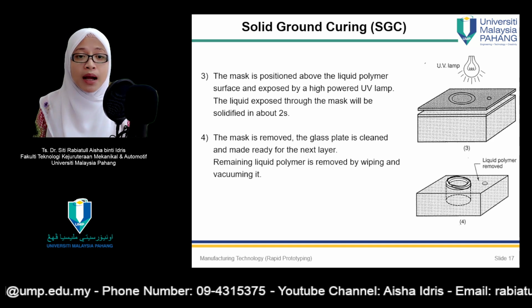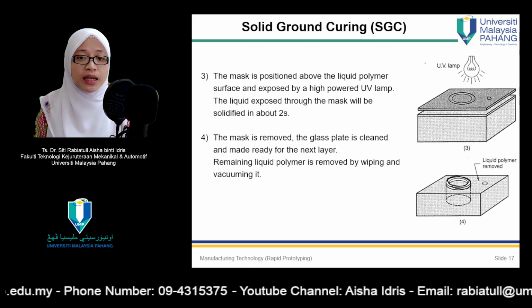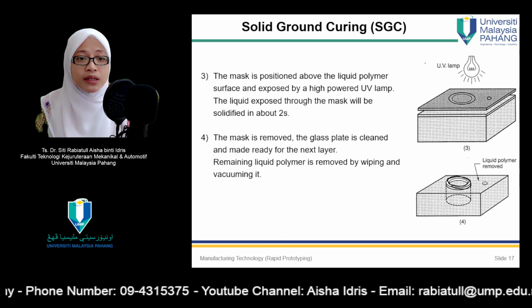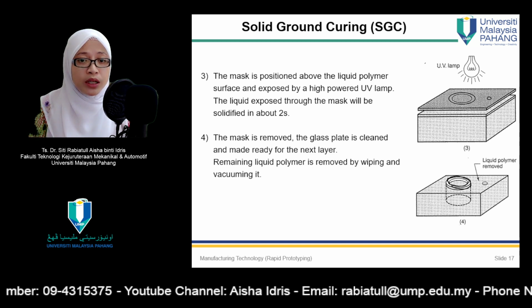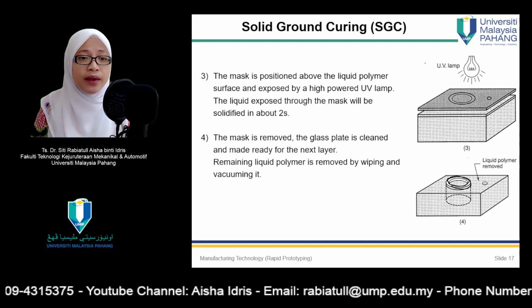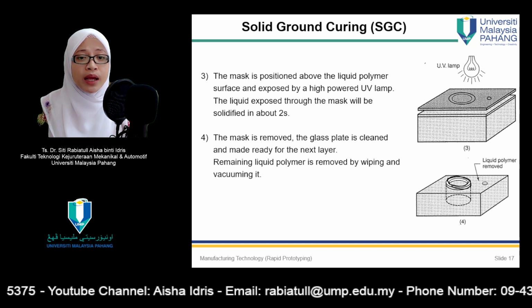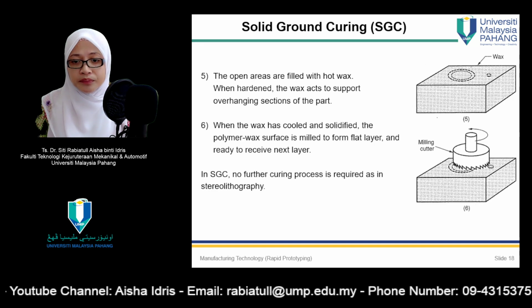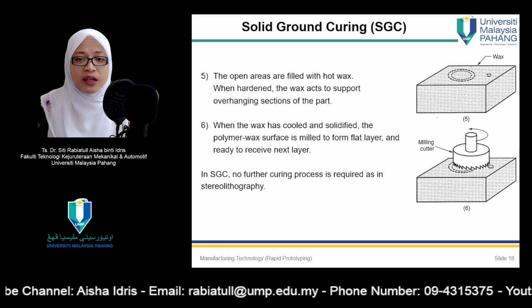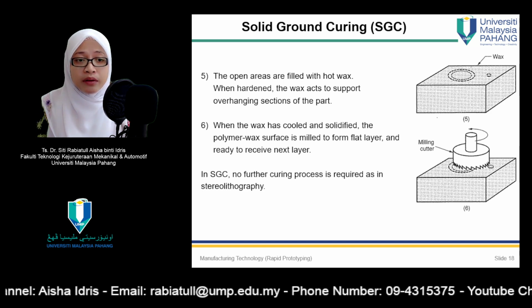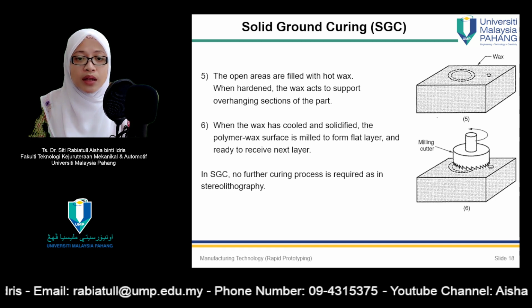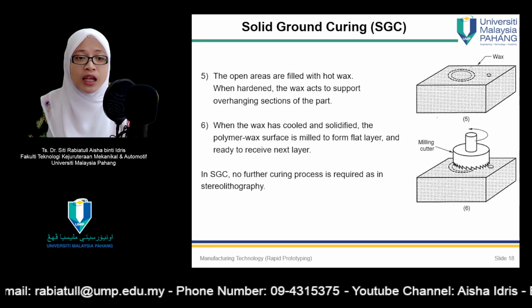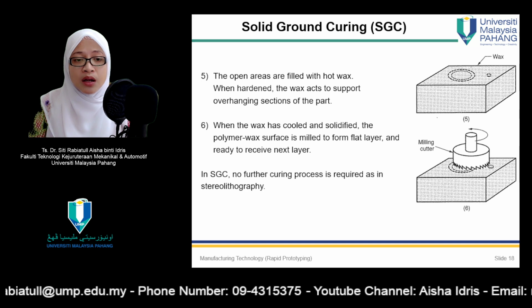Number four, the mask is removed, the glass plate is cleaned and made ready for subsequent layer in step one. Meanwhile, the liquid polymer remaining on the surface is removed in a wiping and vacuuming procedure. Number five, the now open areas of the layer are filled with hot wax. When hardened, the wax acts to support overhanging sections of the part.